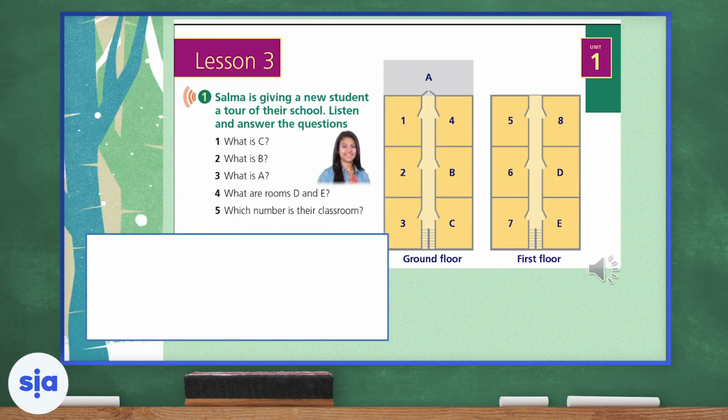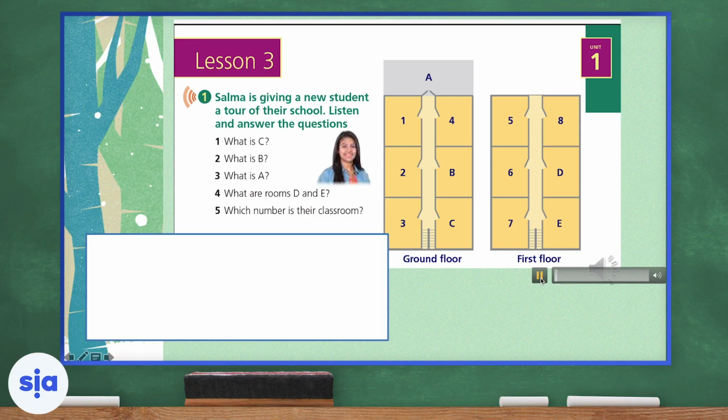Salma is giving a new student a tour of their school. Listen and answer the questions. Please make sure you have a paper and a pen and listen to the audio very carefully and write down your answers, and then you can check with me as we go along.